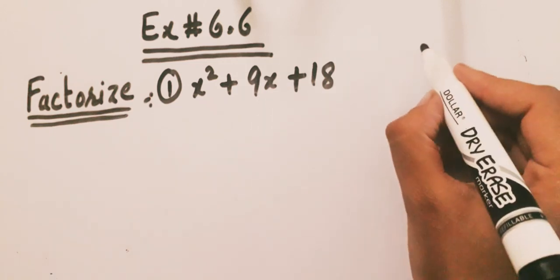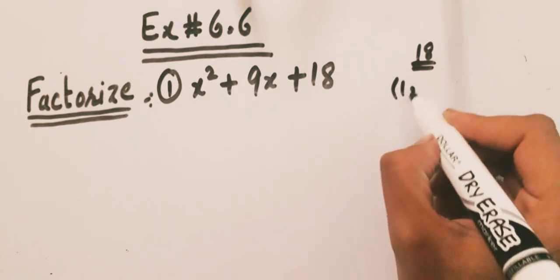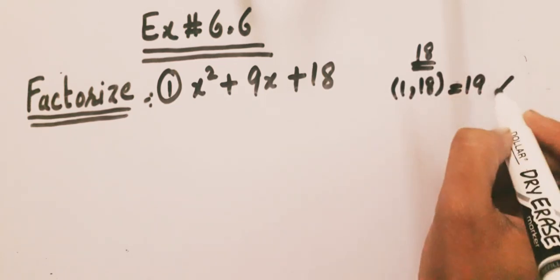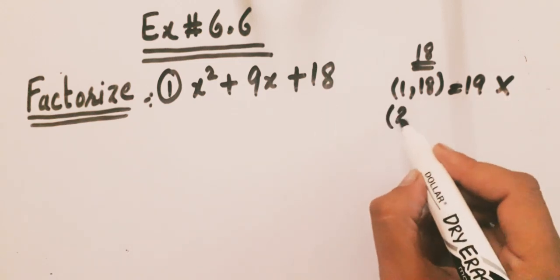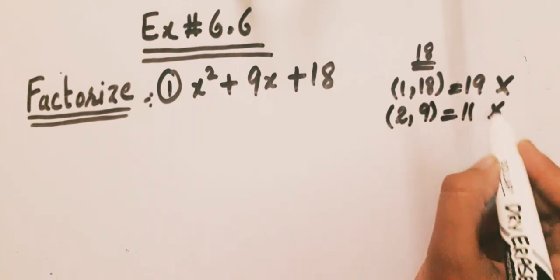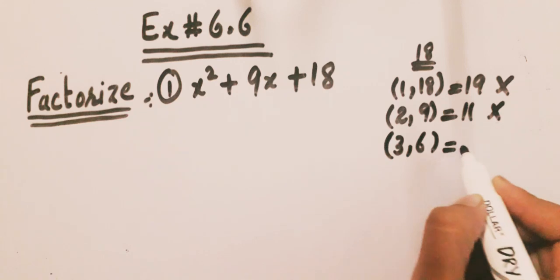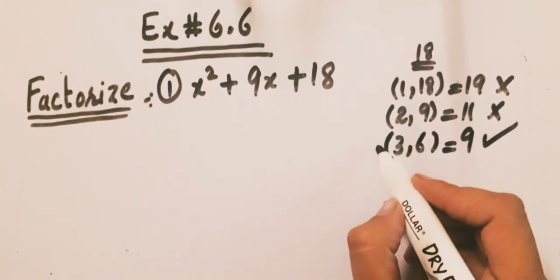So 18 factors are 1 and 18. When you add 1 and 18, it will become 19. So this is not the factor. 2 and 9, which is equal to 11. So this is not a factor. 3 into 6. When you add 3 and 6, it will become 9. So this is the factor.